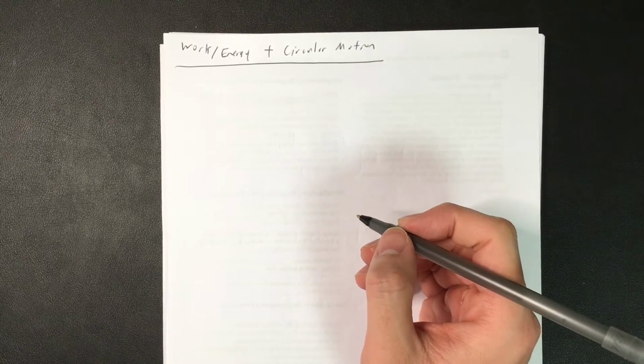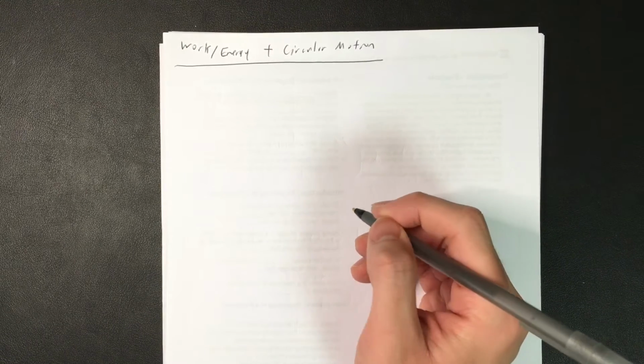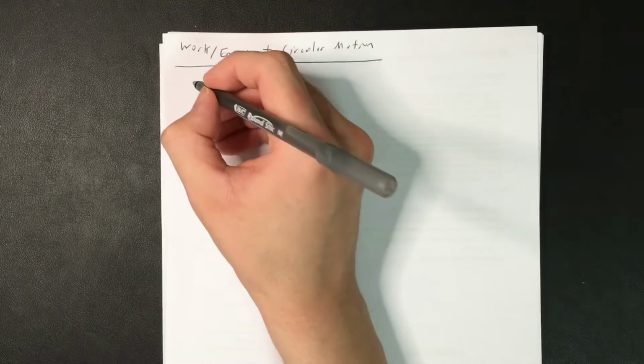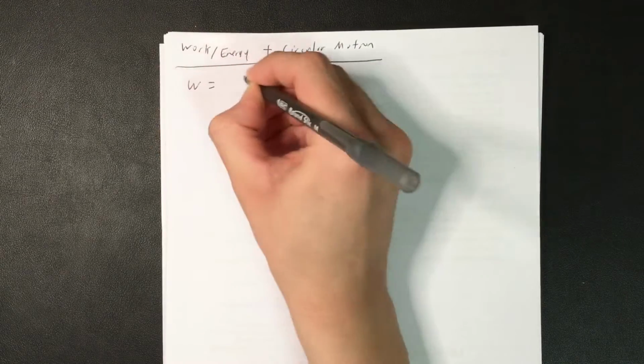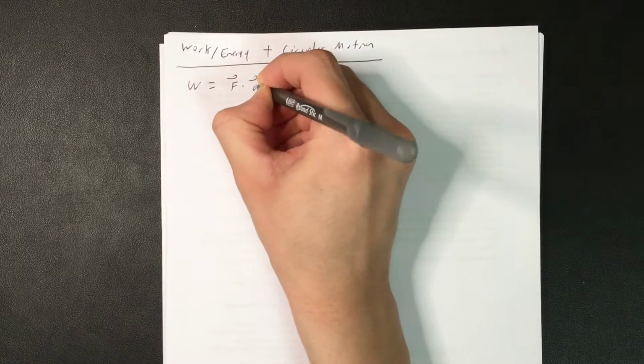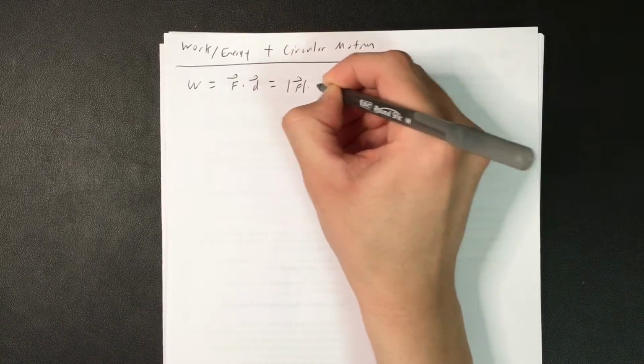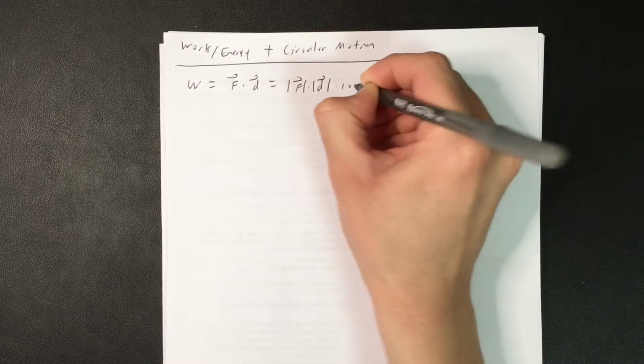Hello, in this video I'd like to talk about work and energy and circular motion in mechanics. So the definition of work, also denoted as W, equals force dot producted with displacement, which equals the magnitude of the force times the magnitude of displacement times cosine theta.